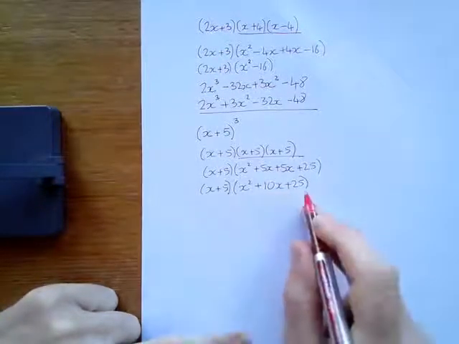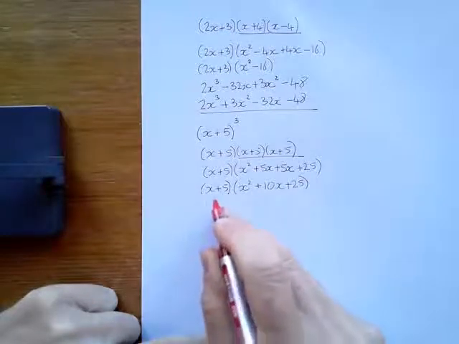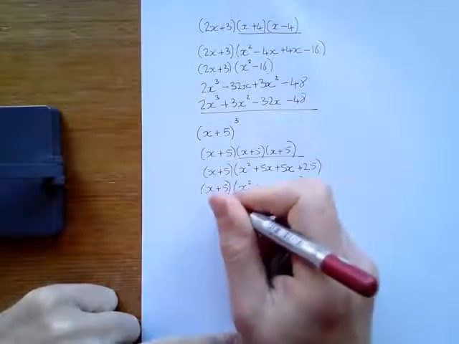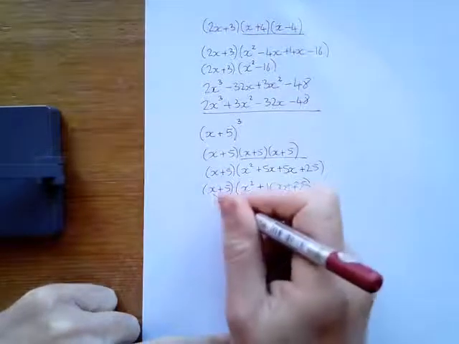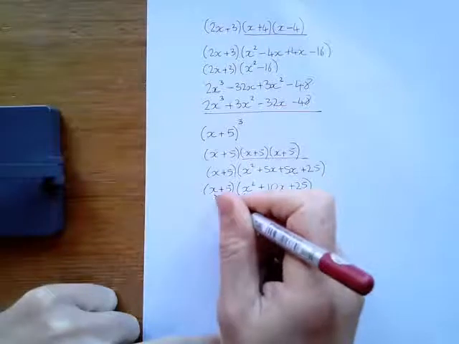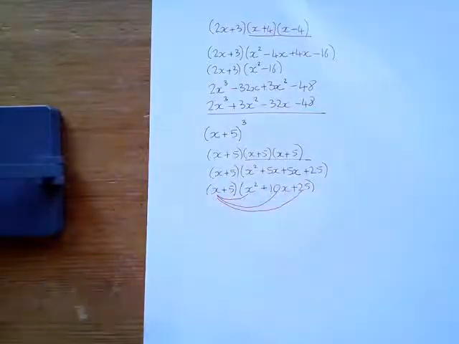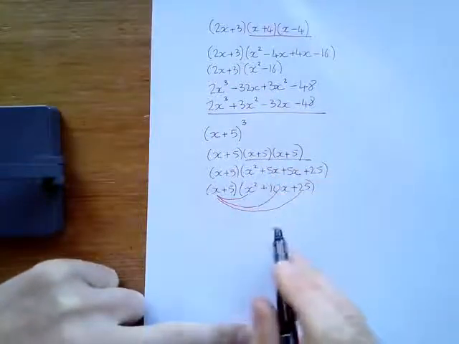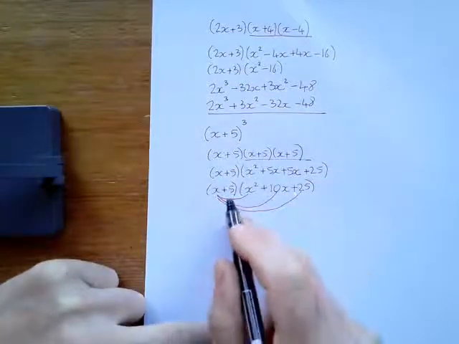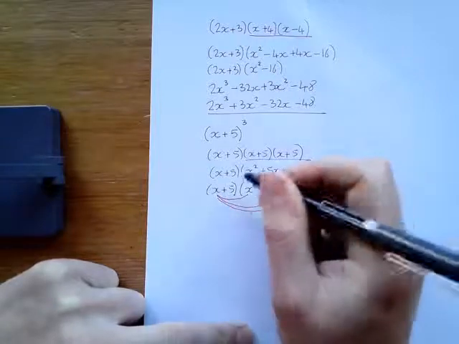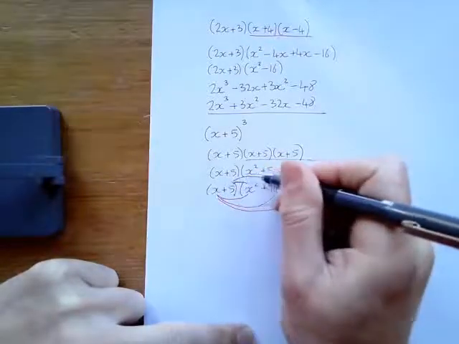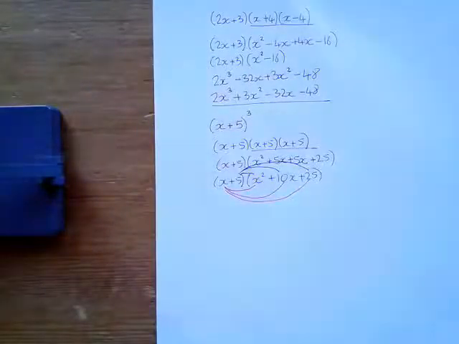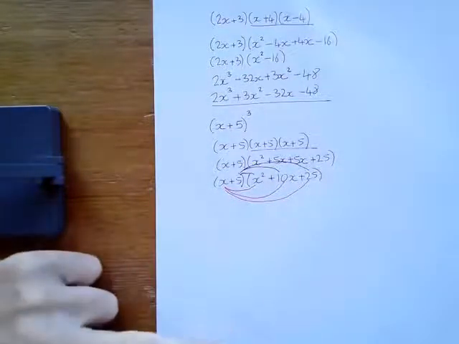Each of the things in the second bracket gets timesed by each of the things in the first bracket. So if I take the x in the first bracket, I've got to times that by the x squared, I've got to times it by the 10x, and I've got to times it by the 25. And as well as that, I've got to times each of the things in the second bracket by the other thing in the first bracket, which is the 5. So that's that, that, and that. The upshot of this is there are 6 different multiplications that I need to do.